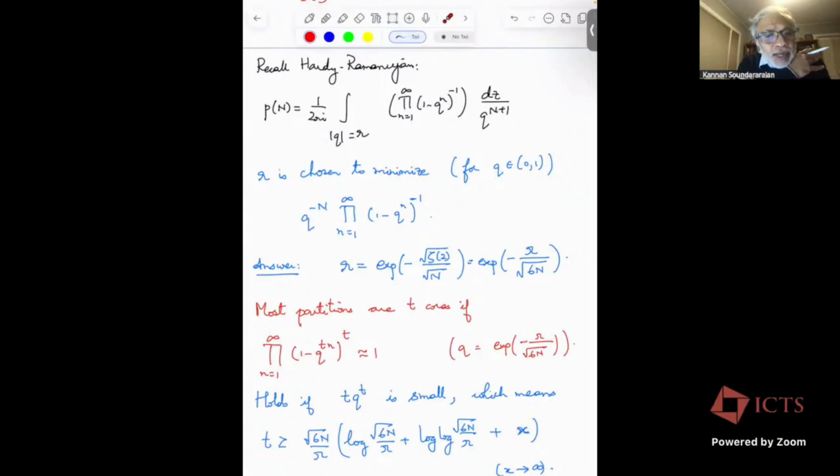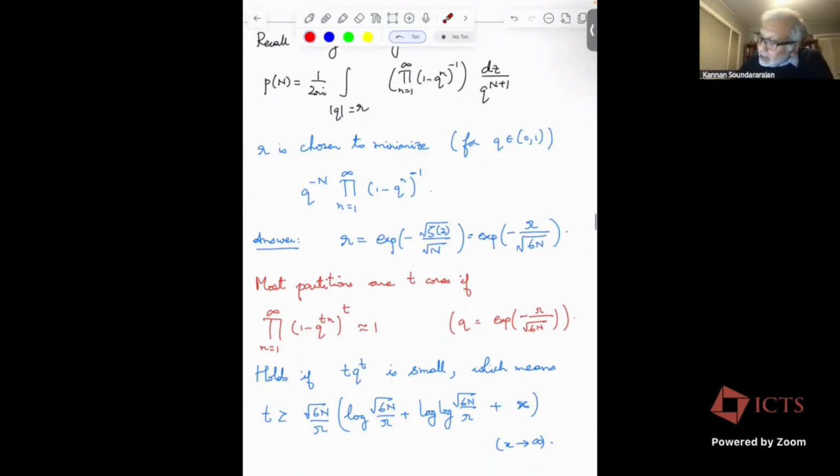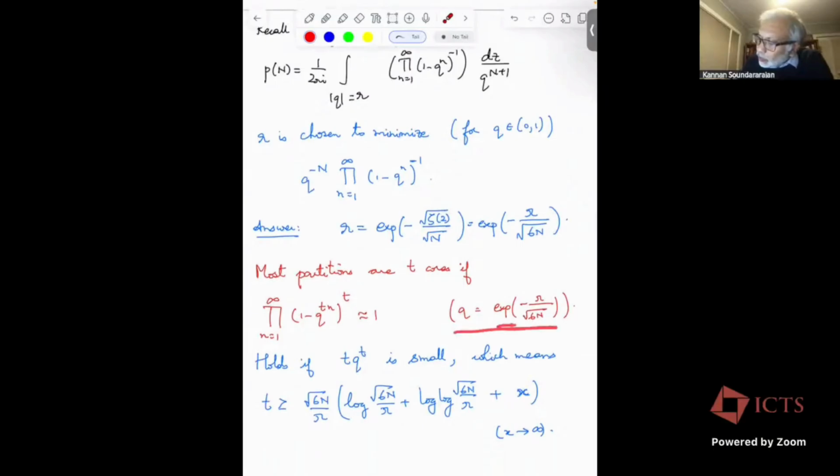So if I try to do that, the main difference is going to be this factor. And if this factor is close to 1, then I can imagine that in this formula, it's not changing the asymptotic from what the asymptotic is for the number of partitions, and most partitions are going to be t-cores. Okay, so the question is, if I take this value for q, how large must t be so that this answer is close to 1?